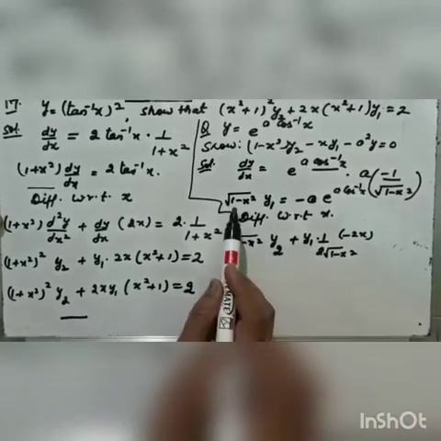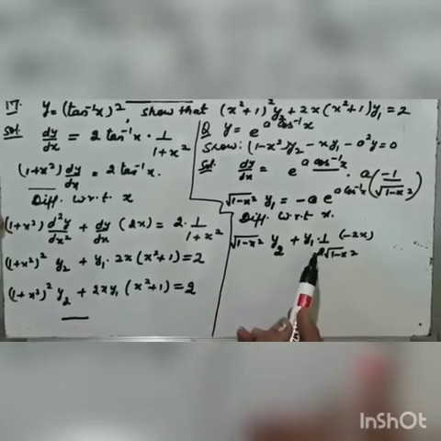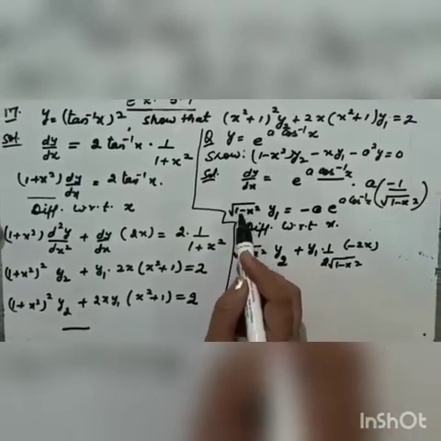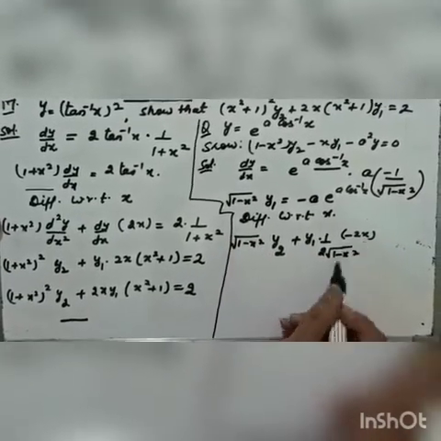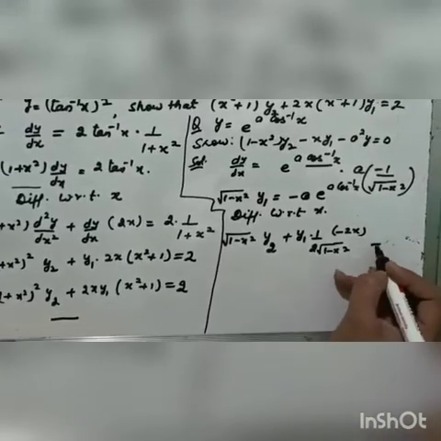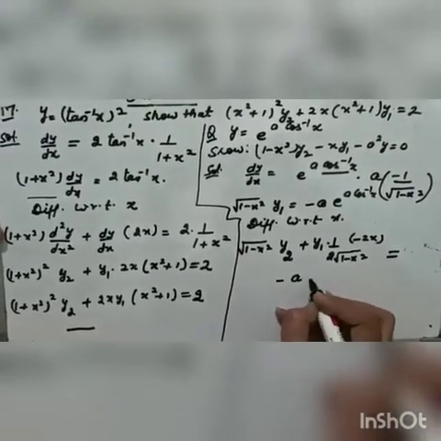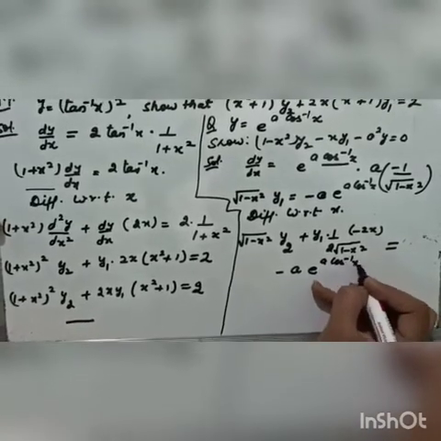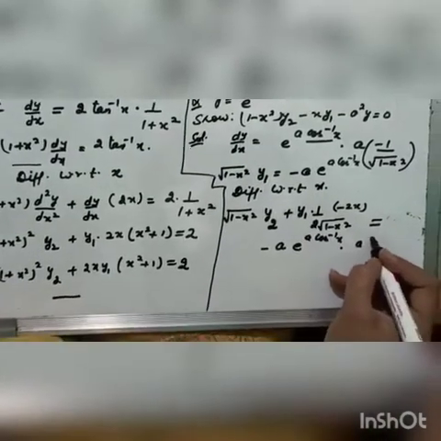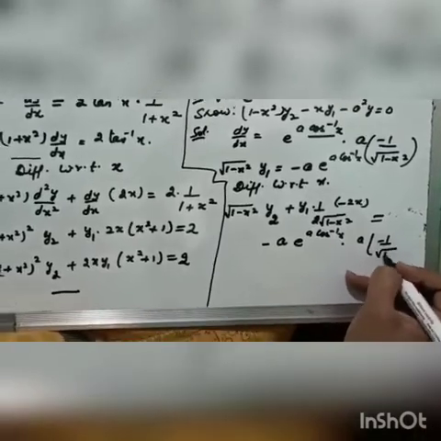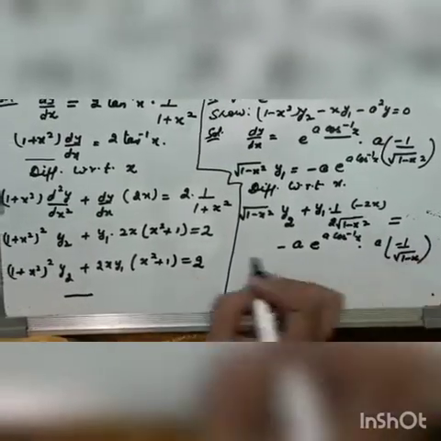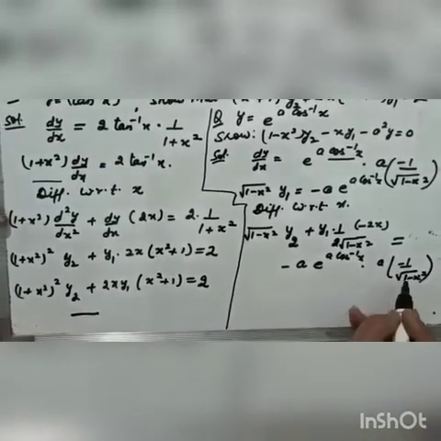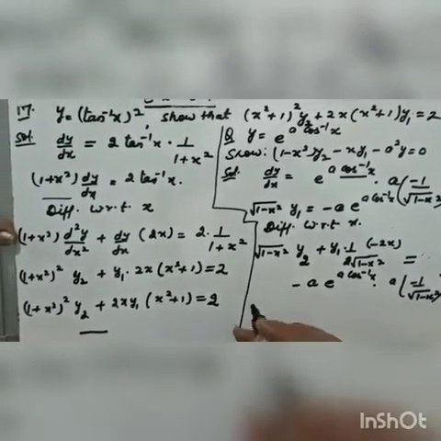It can be written as y2. Then y1 as it is, derivative of root is 1 by 2 root 1 minus x square into derivative of this 1 minus x square, which is minus 2x, equal to this minus a as it is, e to the power a cos inverse x, same, into a, and derivative of cos inverse x is minus 1 upon root 1 minus x square. So again take this root 1 minus x square towards the left hand side.